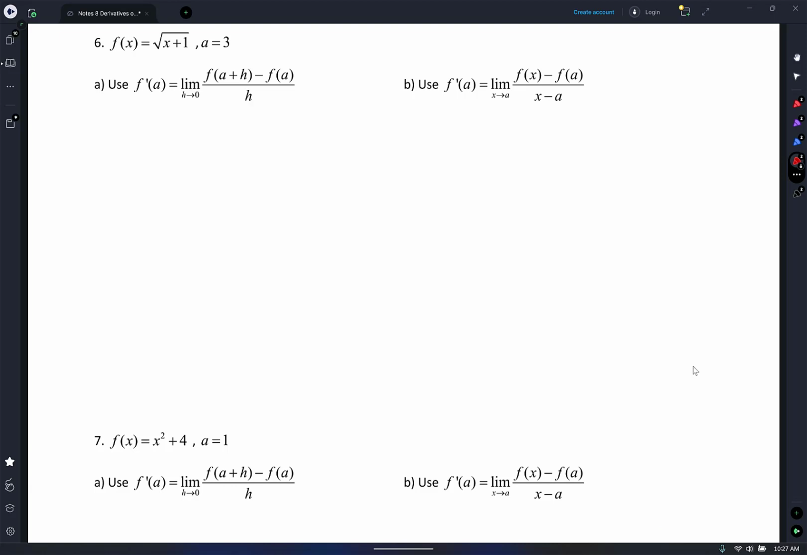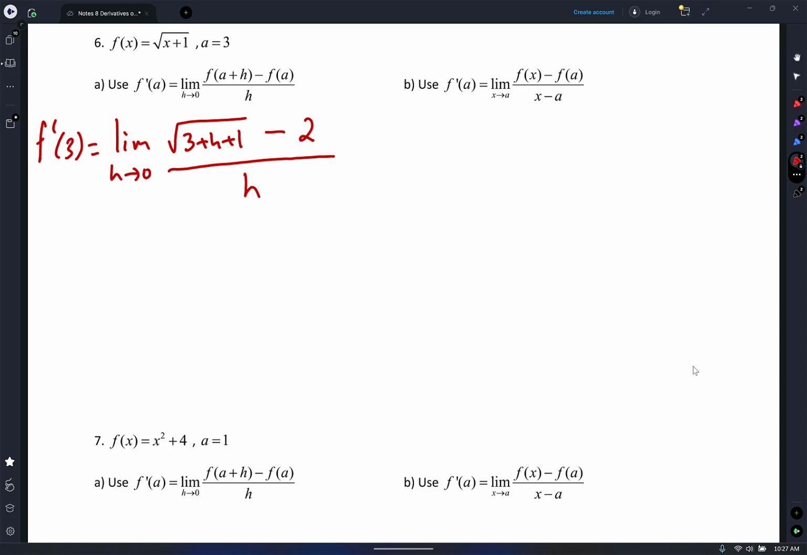All right, guys, let's continue. Here we go. You guys ready? This one, I wouldn't call it necessarily tough because it's a square root, but it's just more algebraic. F prime of 3 equals the limit as h approaches 0. This says f of a plus h, so this is my f of x. So the square root of 3 plus h plus 1, don't worry, we'll simplify it in a little bit, minus f of 3. So 3 plus 1 is 4, and the square root of 4 is 2, all over h. Are we okay?